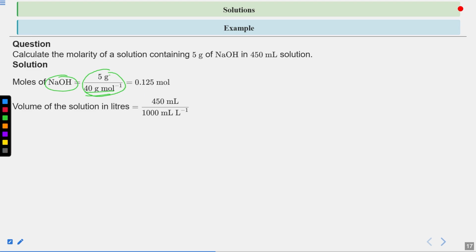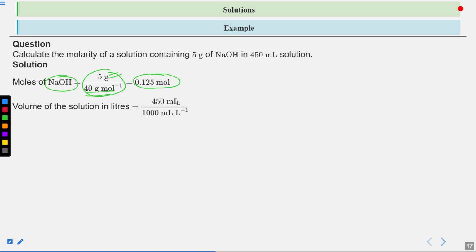Then given mass by molar mass, same formula. There is no change in it. And remember, your mass should be in gram to calculate with the molar mass. So this will give you 0.125 as the number of moles of sodium hydroxide.